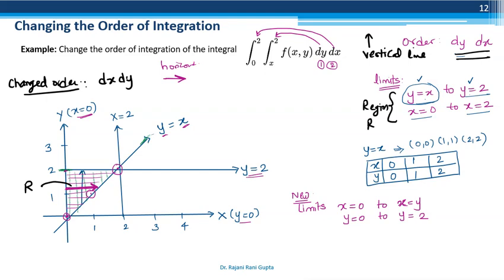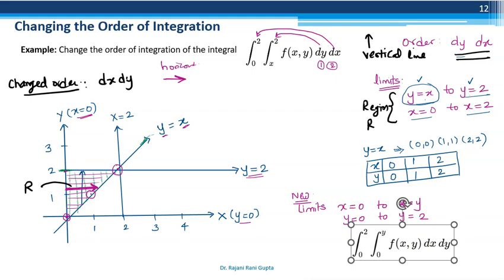So after getting the new limits, your new order of integration becomes dx dy, and these are the limits. Okay, so you have the same function, x varies from 0 to y and y varies from 0 to 2. So first you are integrating with respect to x and second with respect to y. This is the thing you have to do in each question which involves changing the order of integration. So let's see an example where after changing the order of integration, we will solve the question as well.